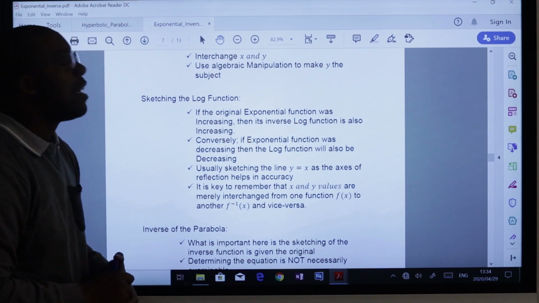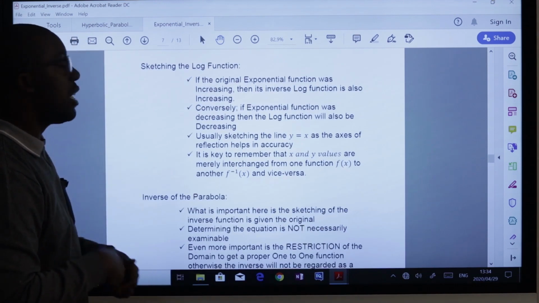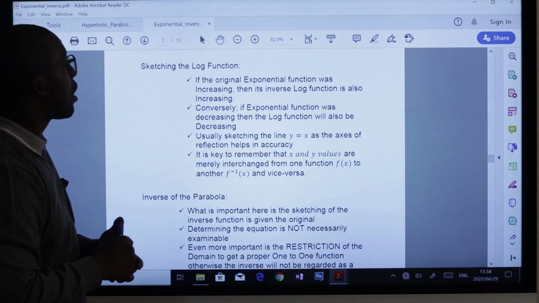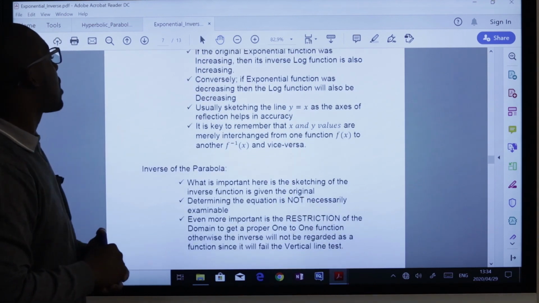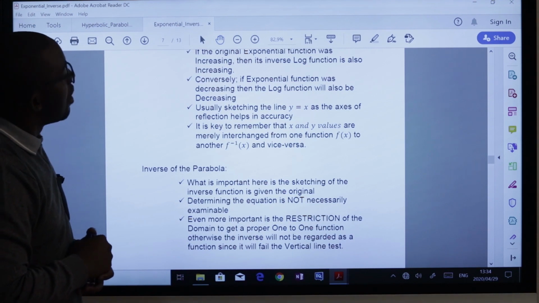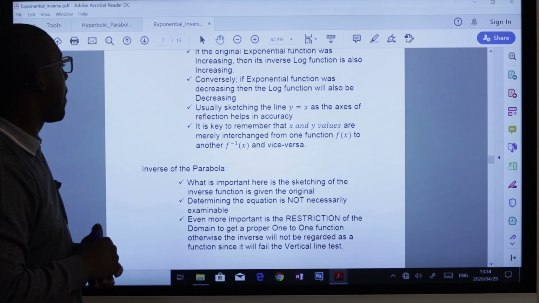If you were to sketch the log function, if the original exponential function was increasing, then the inverse log function should also be increasing. Conversely, in the same manner, if the exponential function was decreasing, then the log function will also be decreasing. Usually, sketching the line y is equal to x as the axis of reflection helps in accuracy.